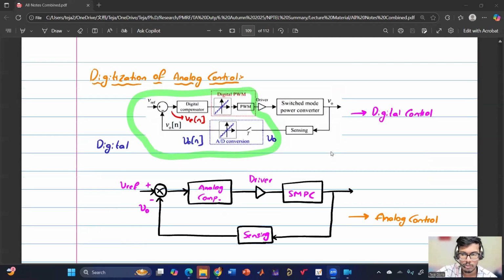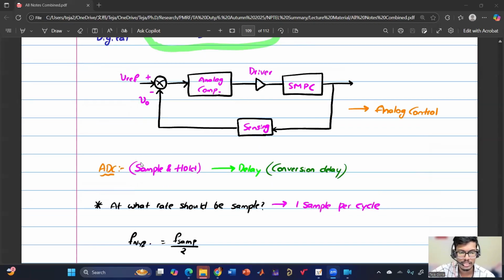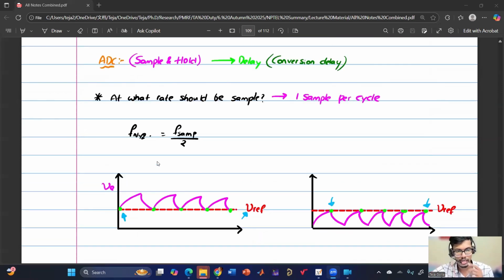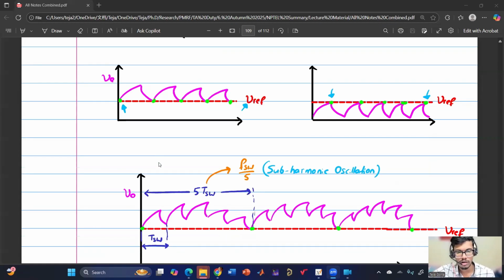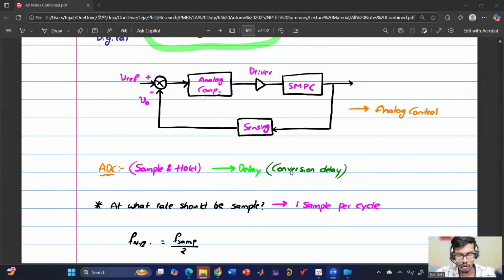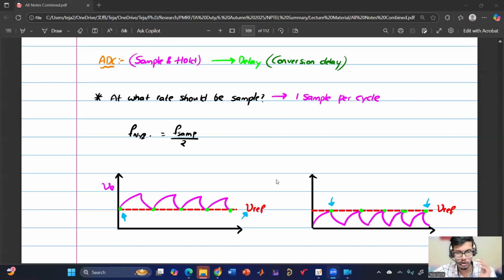Then we have learned about the digitization aspect of the analog control, where I have highlighted what are the additional blocks that are coming into the picture. So we have studied about ADC, where the first question is at what rate we need to sample, because that can lead to limit cycle oscillations if we are doing oversampling, or will lead to subharmonic oscillation if we are doing undersampling. And also the delay will also have an effect on the stability of the system.